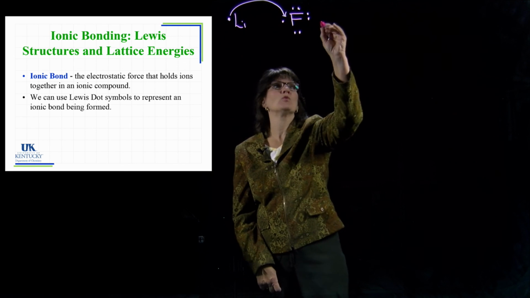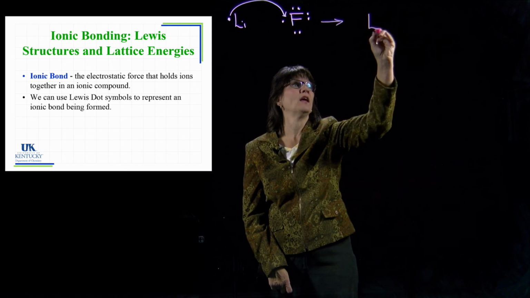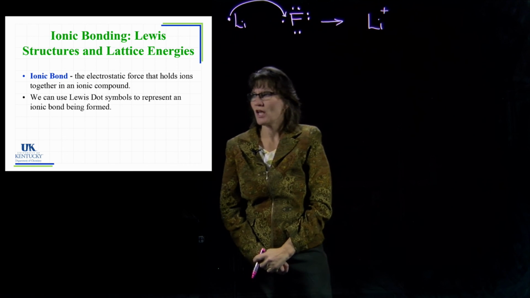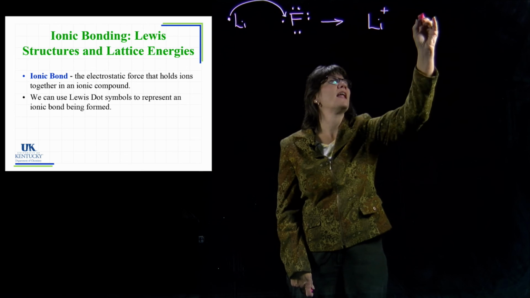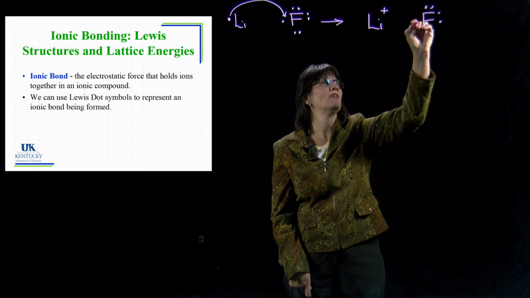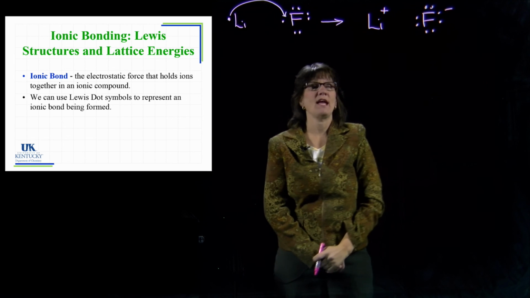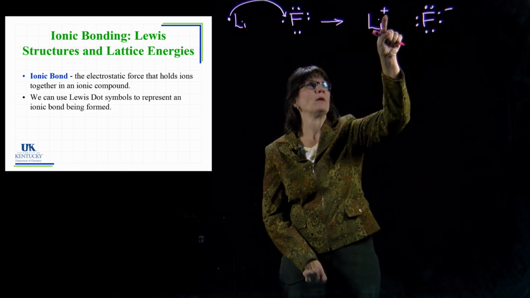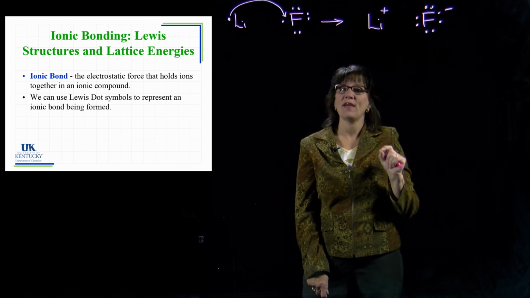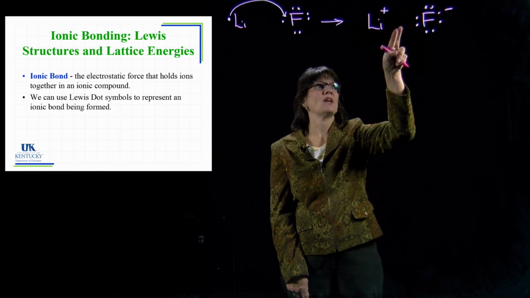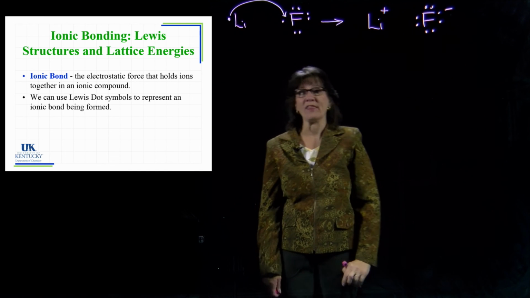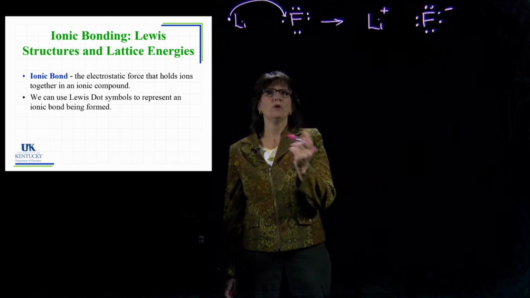So once that happens, what do we have? We have lithium that has lost that valence electron, so it's going to have a plus charge, and we have fluorine that has gained that electron. So now it has the 8 valence electrons, and it will have a minus charge. Now we have a positive charge and a negative charge. They will be attracted to each other, and that's an ionic bond, an electrostatic force attracting between the cation and the anion.